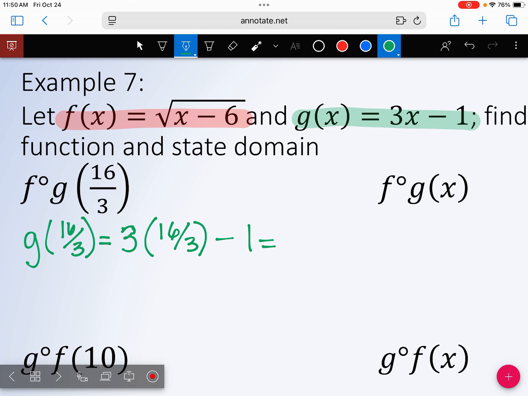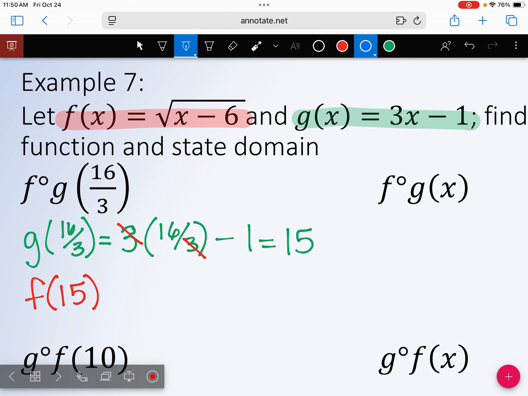Now, when you multiply something by the fraction, it just cancels out. So 3 times 16/3 is just 16. And 16 minus 1 is 15. Now I'm going to take that answer, which is 15, and put that into my f function. So find f of 15.